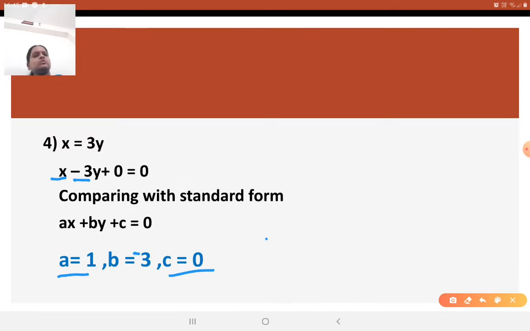So don't forget this standard form: ax plus by plus c equal to 0. This is the standard form of a linear equation in two variables. By using that, we can find the coefficients of x and y and the constant term c. Correct? So can we continue with the next sum?